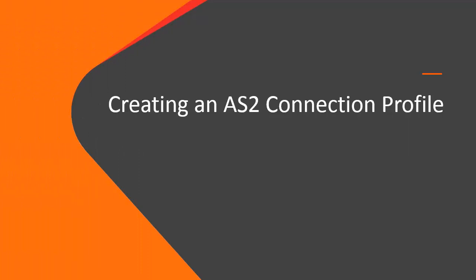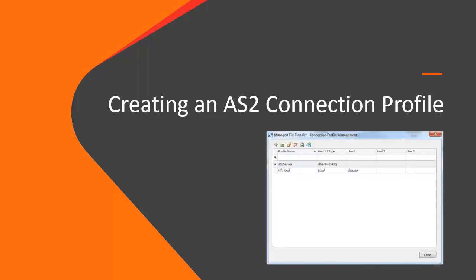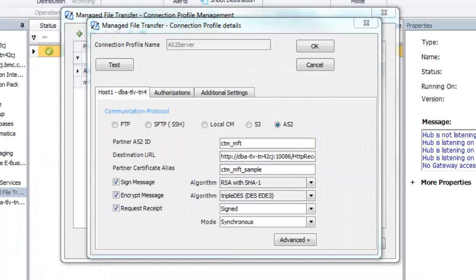To be able to send messages from a Control-M MFT job to a partner's AS2 server, you need to create an AS2 connection profile in the CCM. In the AS2 parameter window, set all the required fields to connect to a trading partner that uses the AS2 protocol.